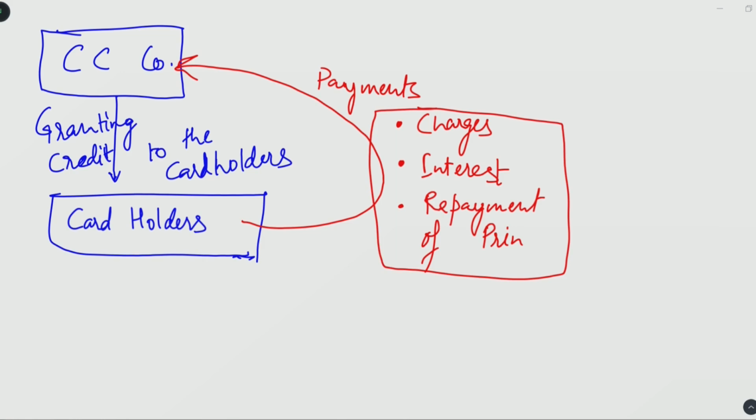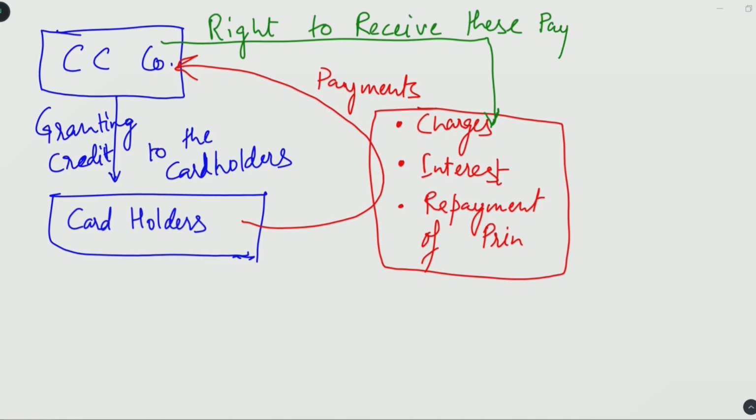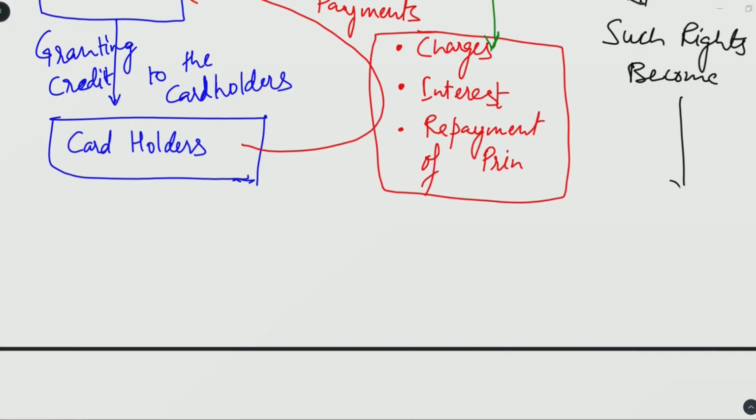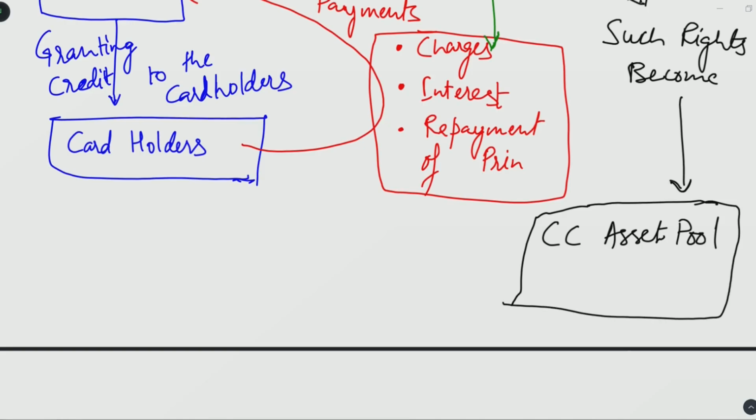Okay, now this credit card company has basically the right to receive these payments, and we will say such rights become what? Credit card asset pool. Such rights become the credit card asset pool.